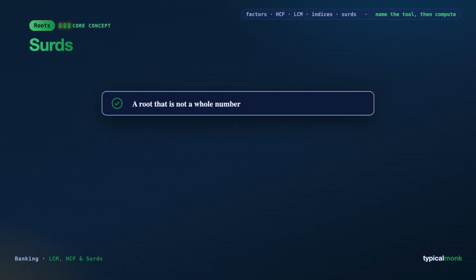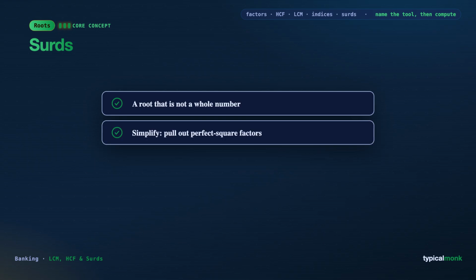The square root of 9 is 3, a tidy whole number, so it is not a surd. But the square root of 2 or the square root of 5 cannot be written as any exact fraction or whole number. Those irrational roots are what we call surds. They are perfectly valid numbers, they just do not come out evenly.